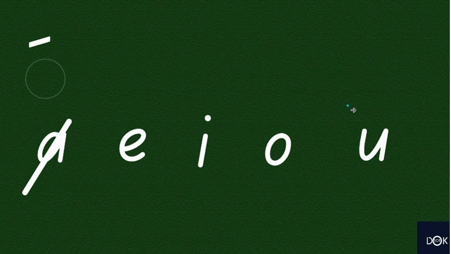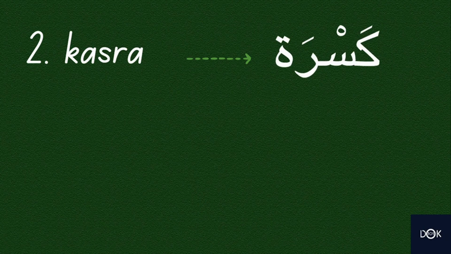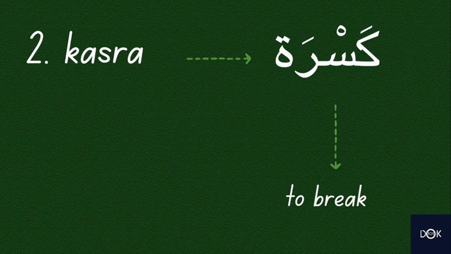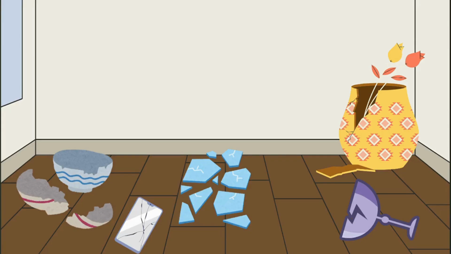Let's dive into the second one. The next haraka in Arabic is kasra, and kasra in Arabic means to break. Now, don't worry, we don't have to break anything, but why is it called break? For this, we have to understand the concept of breaking. Now, if you have ever noticed, the most common or natural way for anything to break is whenever it falls down.